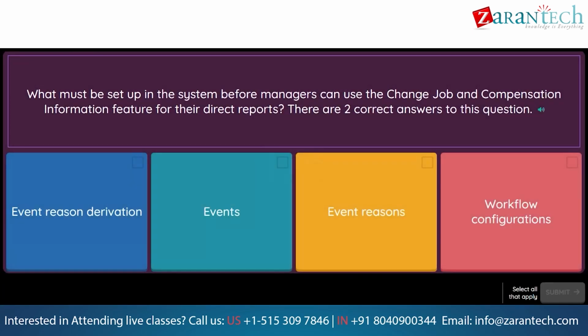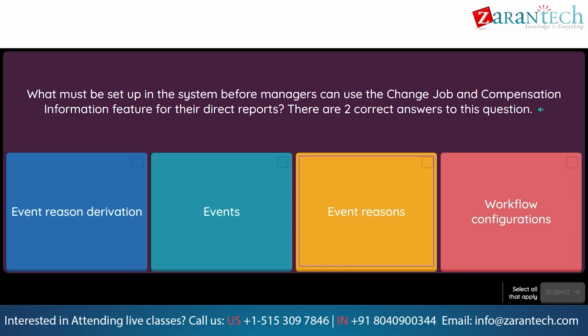Question: what must be set up in the system before managers can use the change job and compensation information feature for their direct reports? There are two correct answers to this question. Option 1: event reason derivation. Option 2: events. Option 3: event reasons. Option 4: workflow configurations.